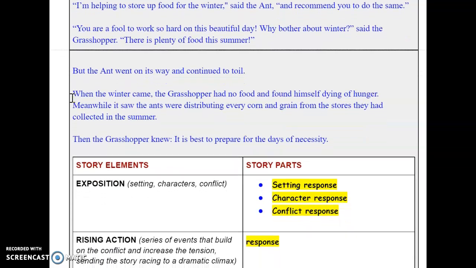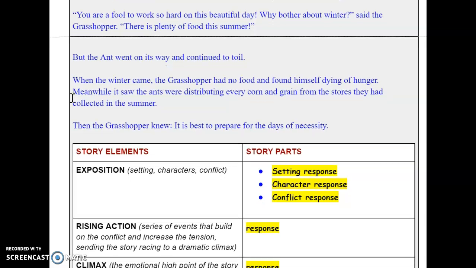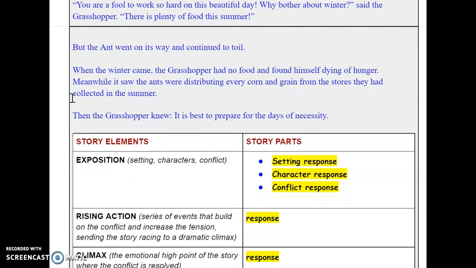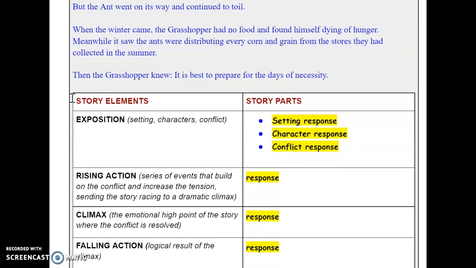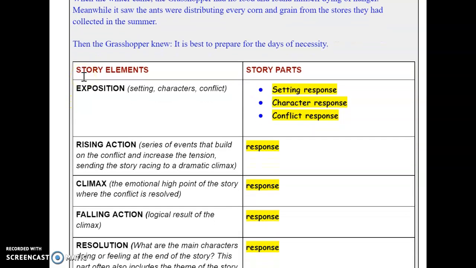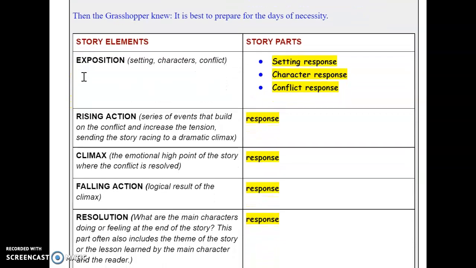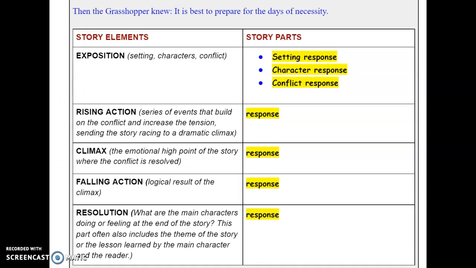"You are a fool to work so hard on this beautiful day. Why bother about winter?" said the grasshopper. "There is plenty of food this summer." But the ant went on its way and continued to toil. When the winter came, the grasshopper had no food and found himself dying of hunger. Meanwhile, it saw the ants were distributing every corn and grain from the stores they had collected in the summer. Then the grasshopper knew it was best to prepare for the days of necessity.